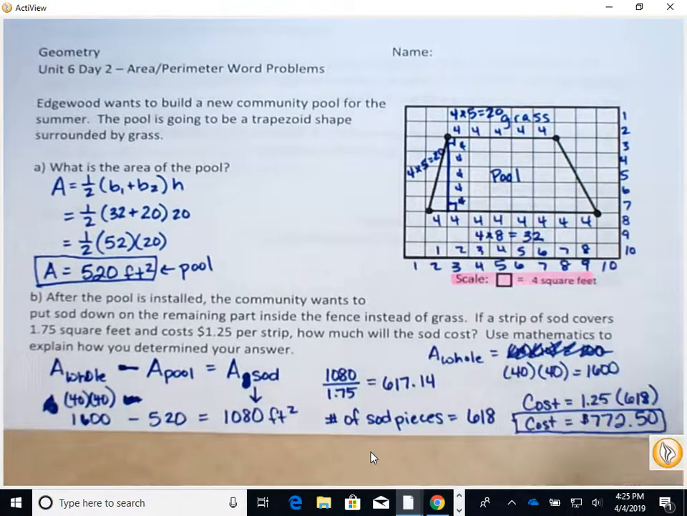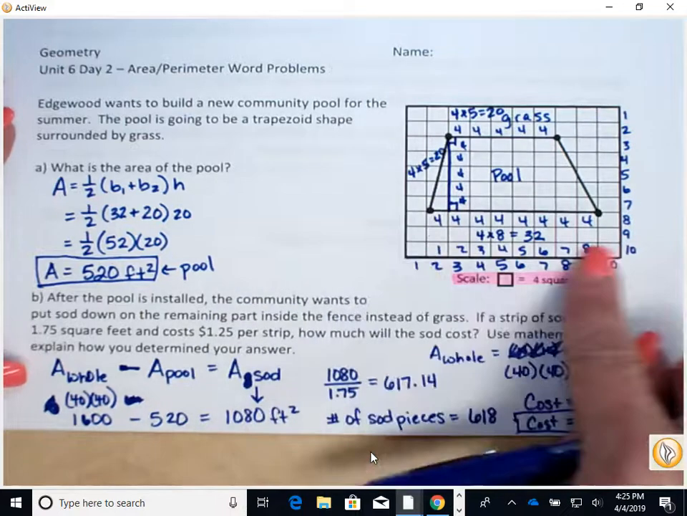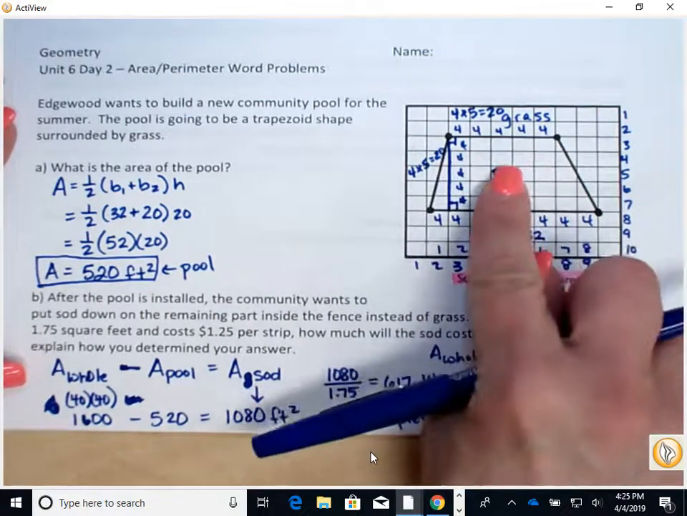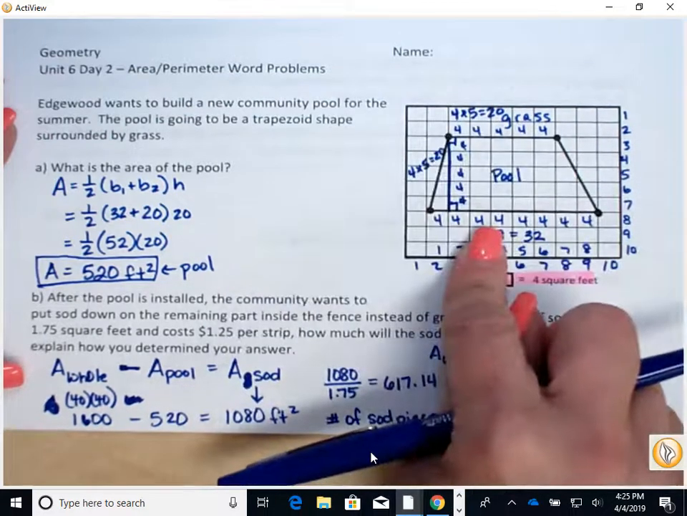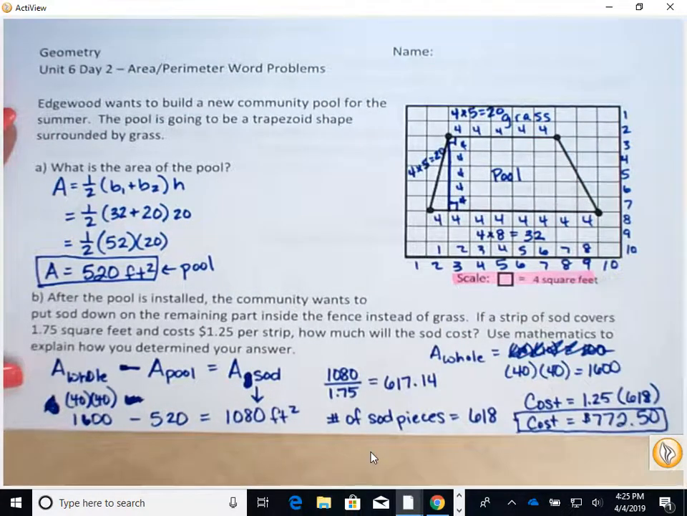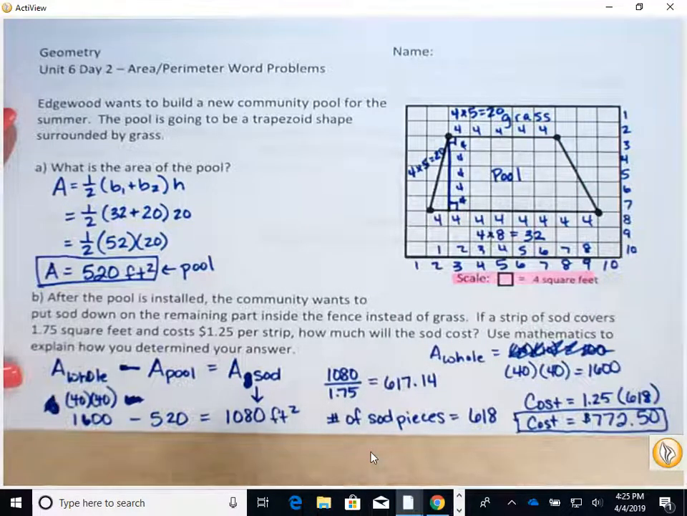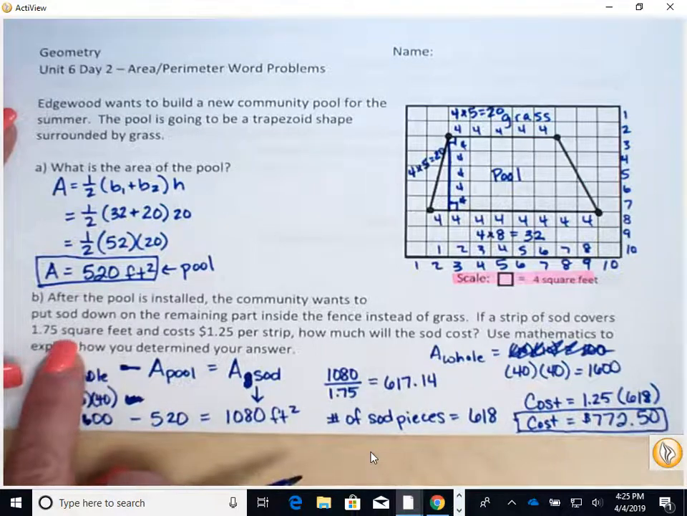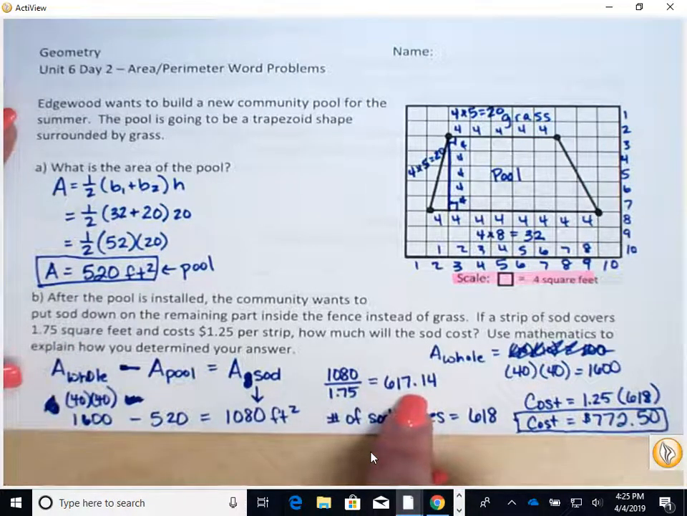When they're asking for how much sod we're going to need, then you take the area of this whole fenced-in area, subtract the area of the pool, and you get how much area we need to put grass sod down. Once you got that area, you take that area divided by the area of one piece of sod, which they told us, 1.75 square feet. And when I divide that, that tells me how many pieces of sod I need. So I need 618 pieces of sod, so go round up.